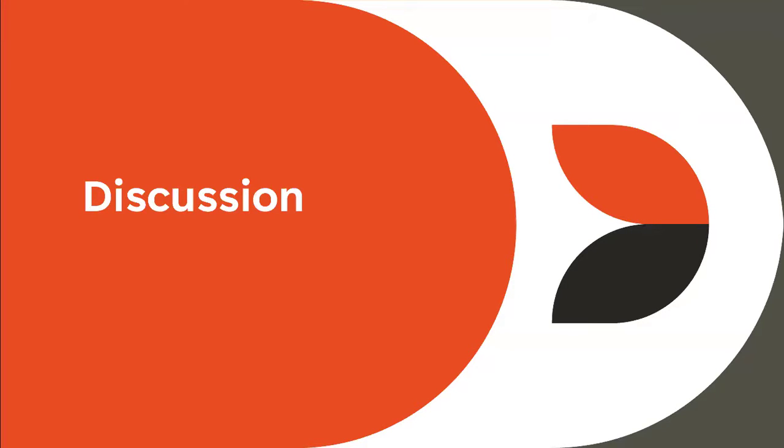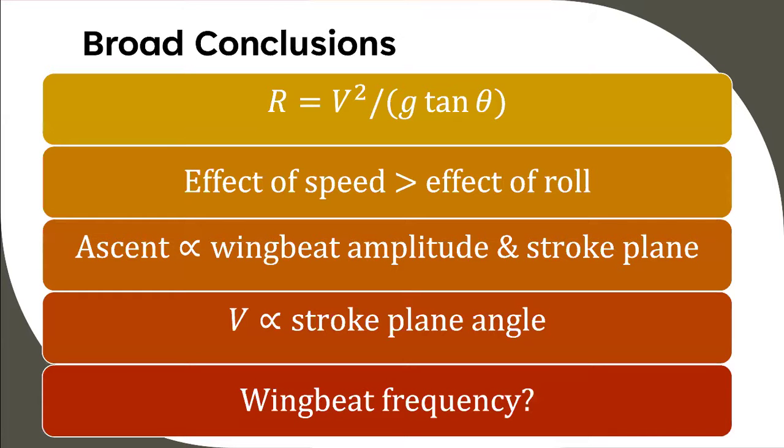All right, so what are some of the broad conclusions that we can draw from this study? First thing, the roll and velocity model actually works pretty well for bats flying in a flight arena, for at least Corynorhinus townsendii. And between the two variables of flight speed and the roll angle, it seems like the flight speed is the more important of the two. If you're trying to make very tight turns, you have to be flying very slowly.